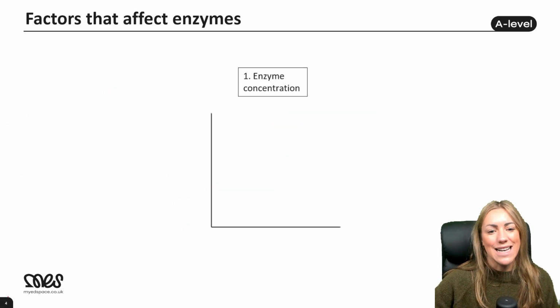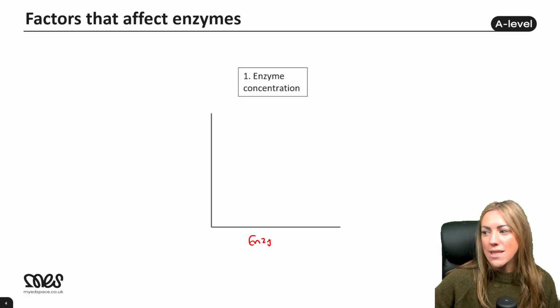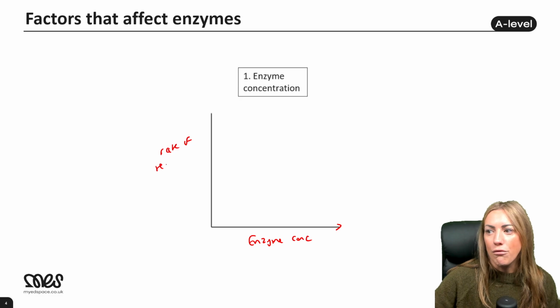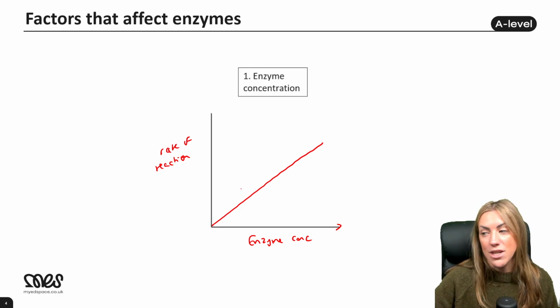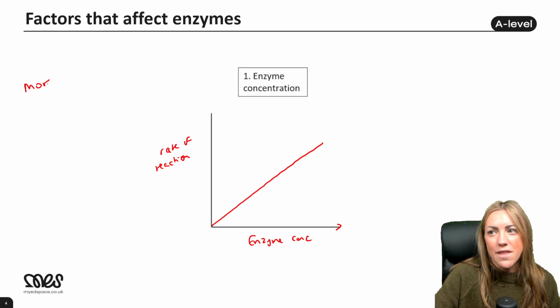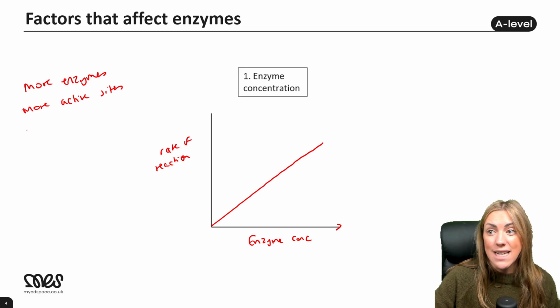Let's look at enzyme concentration. So if I put enzyme concentration on my x-axis and I put rate of reaction on my y-axis, I could do a line like this, okay? And it's pretty self-explanatory. It's the idea that if I increase the concentration of enzymes, I can increase the rate of reaction. And the reason for that is if I've got more enzymes, I've got more active sites. And if I've got more active sites, I can form more enzyme substrate complexes in a given time.